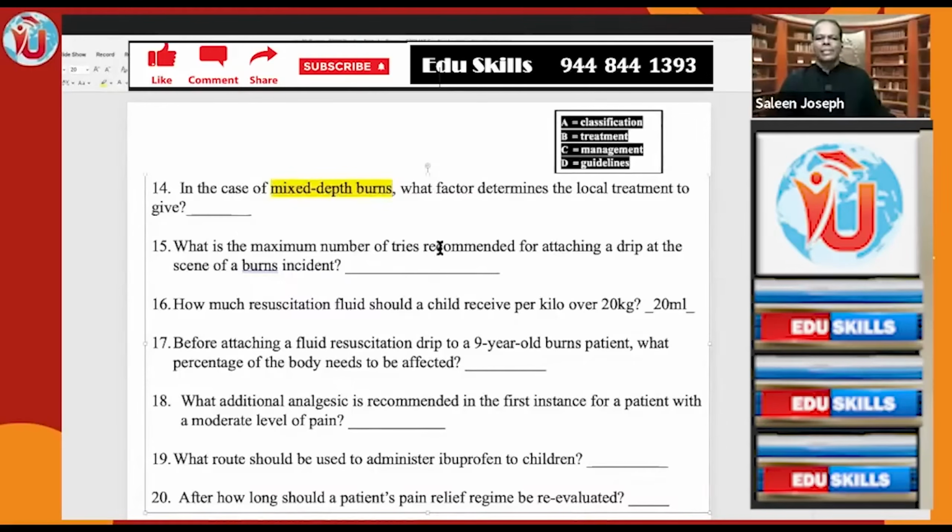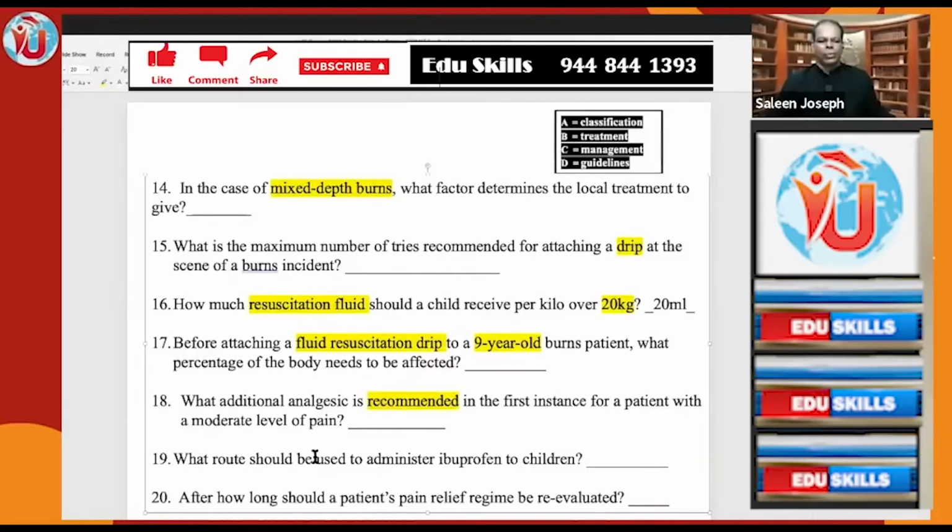What is the maximum price recommended for attaching a drip at the scene of a burns incident? Treatment. How much resuscitation fluid should a child receive per kilo? Treatment. 20 kg is the number here. In the question, we'll see some numbers in the text. Before attaching a fluid resuscitation drip to a 9-year-old, you have to go immediately to children. Child fluid resuscitation drip, B, right? Then what additional analgesic is recommended? Recommendation. Where does it happen? Recommendation.